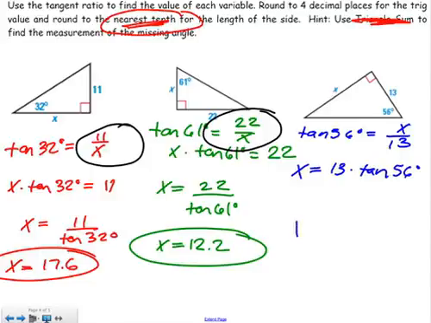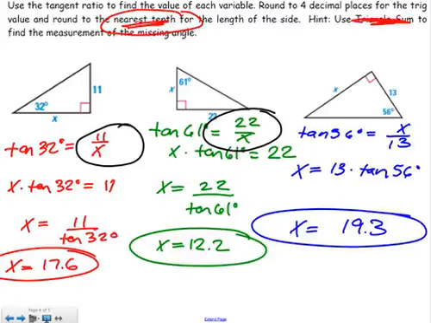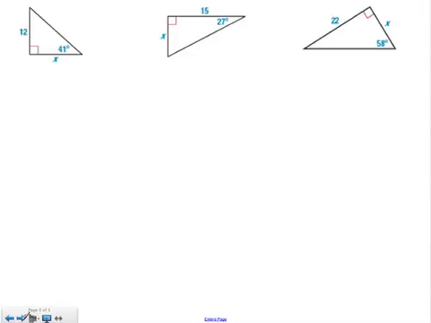We can simply put that in our calculator. X will equal 13 times the tangent of 56. That should be 19.3. We'll put a circle around that because that's our final answer. It's a much shorter process if our constant is in the denominator, as opposed to having to do 2 or 3 steps in order to get our answer. Okay, let's take a look at just a couple more of these.